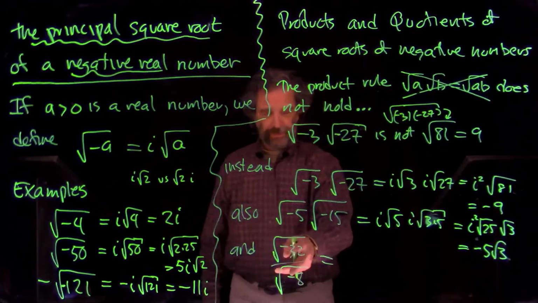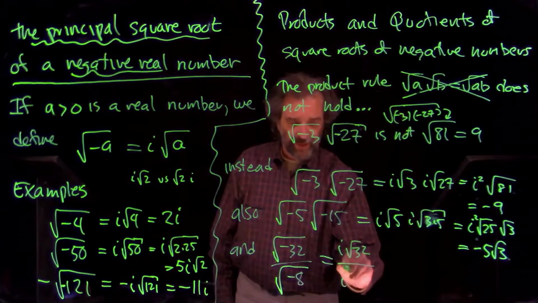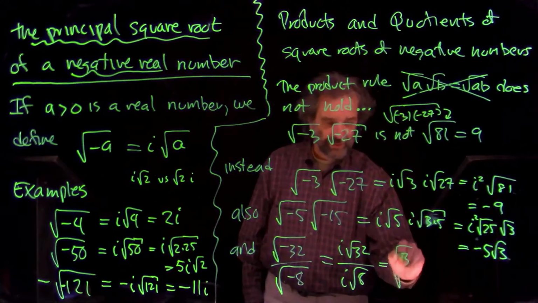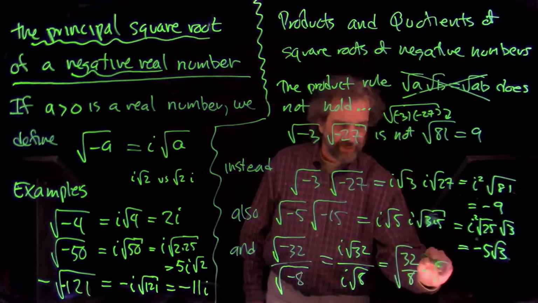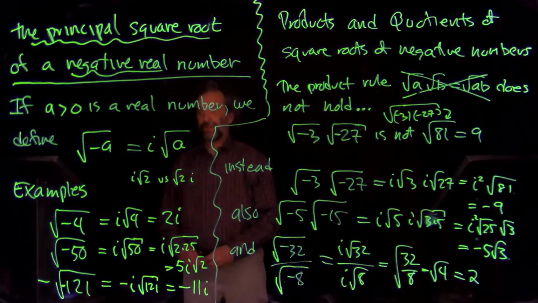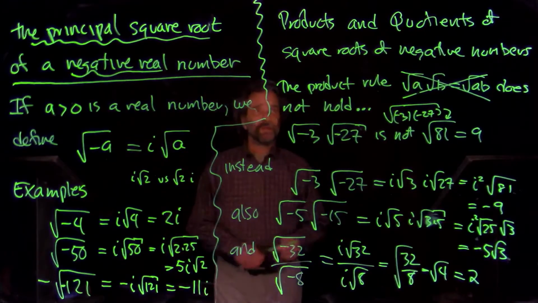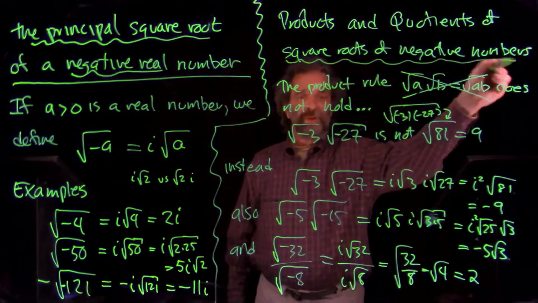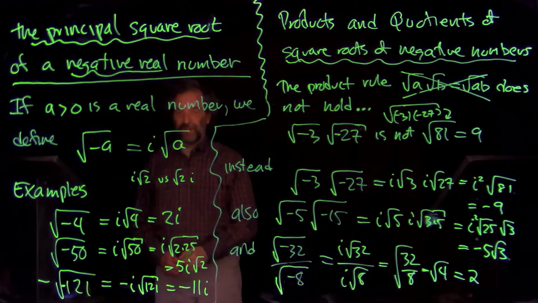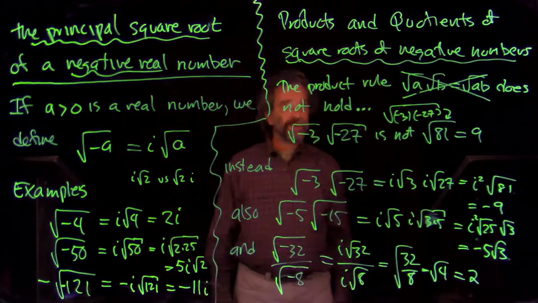And here's a couple of square roots of negative numbers and a fraction. i root 32 over i root 8. The i's cancel. You get root 32 over 8. That's root 4, and that's 2. All right. So that's the introduction to working with complex numbers, where there are special complex numbers. There are square roots of negative numbers. So we can multiply and divide and simplify square roots of negative numbers, as we promised at the beginning of this section.